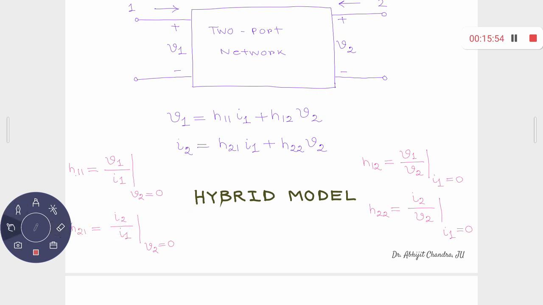Anyway, so is it okay? Why are these called H models or hybrid parameters?